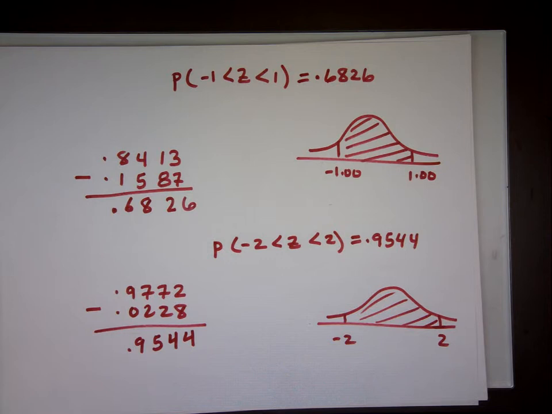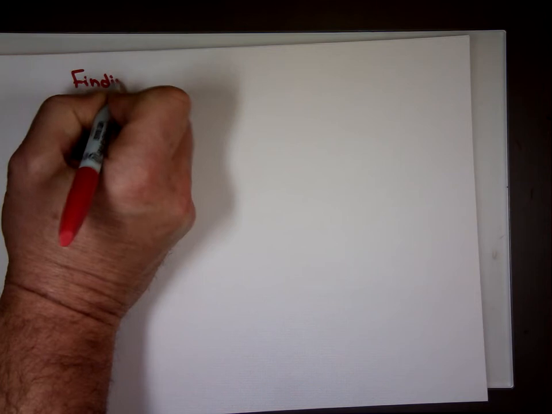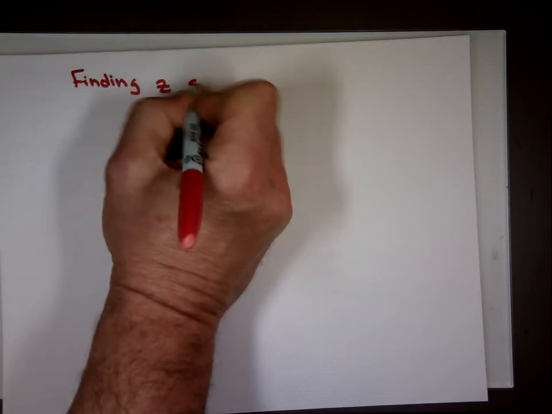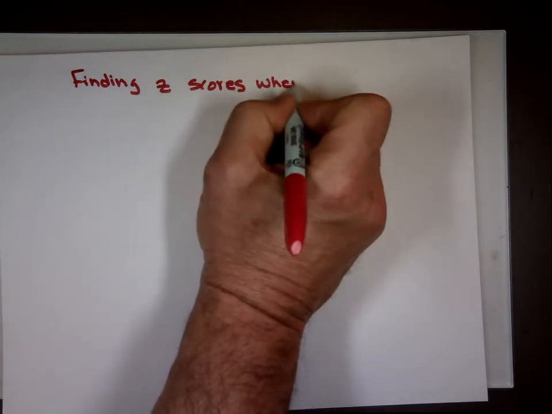Sometimes we can work the problem backward. What does that mean, working the problem backward? We can give you the percent and you say, can you tell us what the value is? So this is working backward. We'll call that finding the z-score or scores when given probabilities.